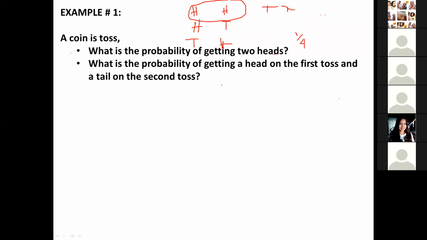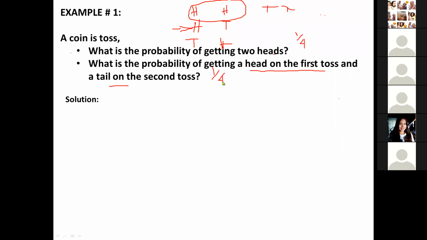Okay, how about the second one? Ano sagot? One-fourth din po. 1/4 kasi ito yung first toss daw is head eh. Second toss is tail. So, ito lang yun eh. Head tail eh. First, second toss. So, I think 1/4 pareho nga. So, let us see kung tama si Jeline.